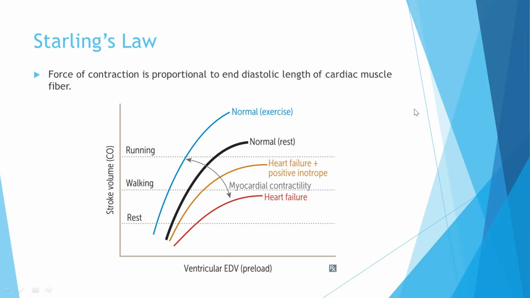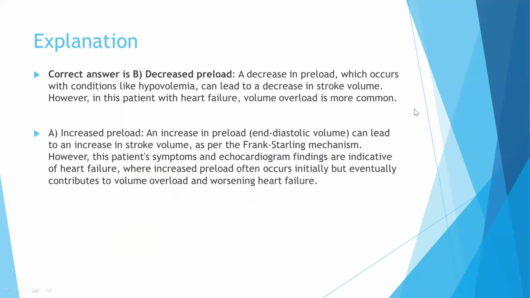Here we can see in the normal rest, if the preload or the ventricular end-diastolic volume is normal in case of a normal heart, then there is normal dilation of the left ventricle, and there will be normal contraction, which is directly proportional to the end-diastolic length of the cardiac fiber. Then there will be a normal stroke volume. So we just need to compare this graph with the Starling's law concept, the normal versus abnormal. So there we have the answer, that's the decreased preload. Now our patient has diastolic dysfunction.